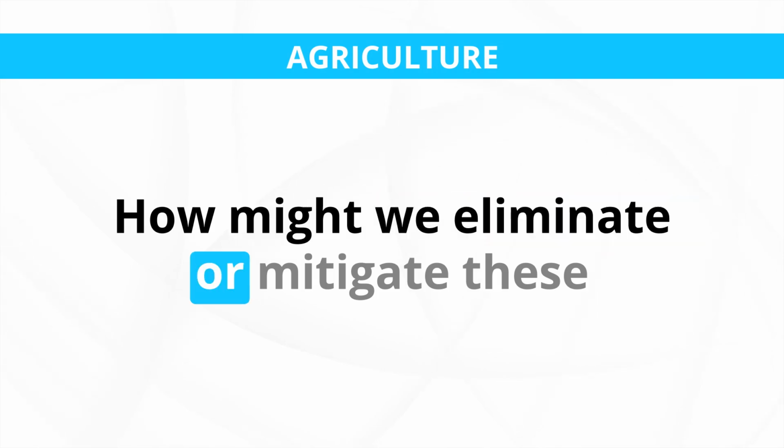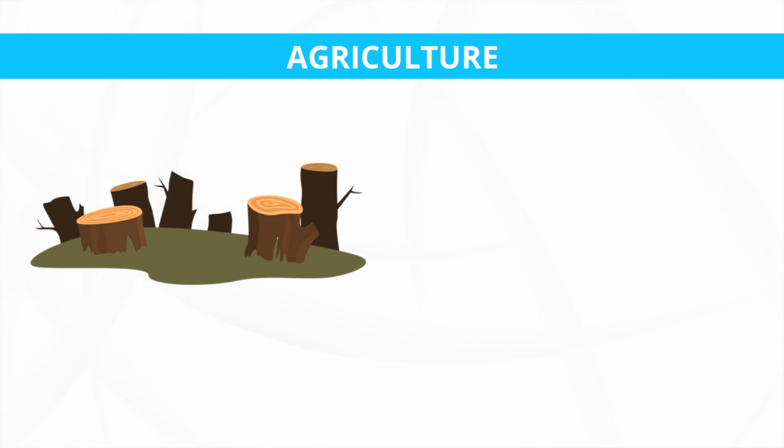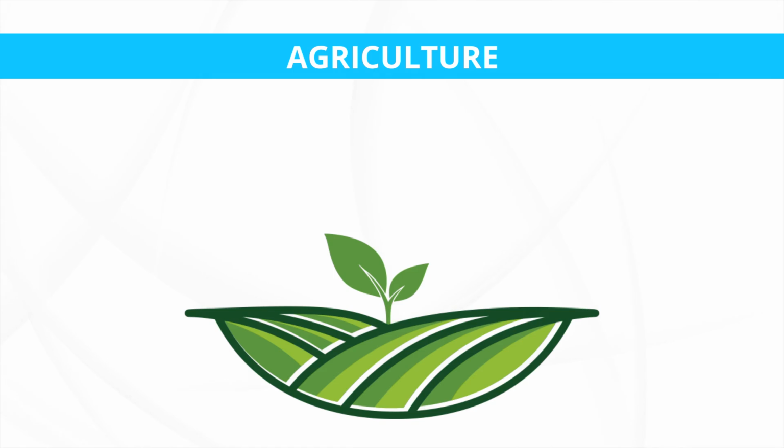How might we eliminate or mitigate these problems of agriculture that are happening with climate change? I generally think of solutions in terms of 3 broad categories. First, we need to slow down or halt deforestation for agriculture. This is one of the primary causes of carbon dioxide emissions that cause climate change. Second, we need to support our farmers in using environmental best practices, such as limiting tillage, using crop rotations, and using cover crops. This may be through either improving the environmental performance of current conventional agriculture or through switching to alternative agriculture practices, such as organic agriculture or agroecology.